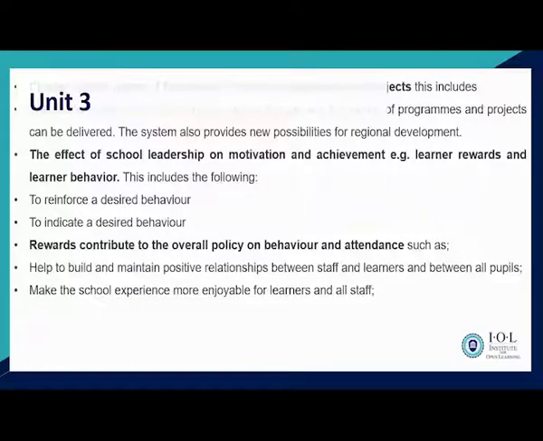Is this part of Unit 3? Yes, I think so.